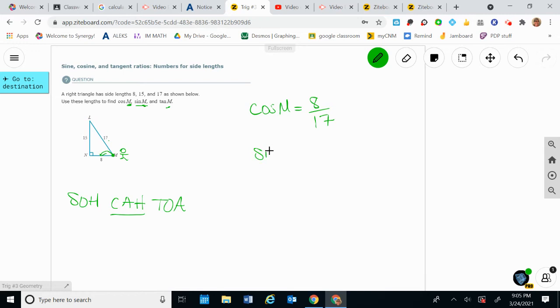Sine M is equal to opposite over hypotenuse, 15 over 17. Lastly is tangent of M, which is opposite over adjacent, 15 over 8. Normally, by the way, we don't usually leave these as ratios. You were leaving them as ratios today, but when we actually find these values, we will take them out to the 10,000th.